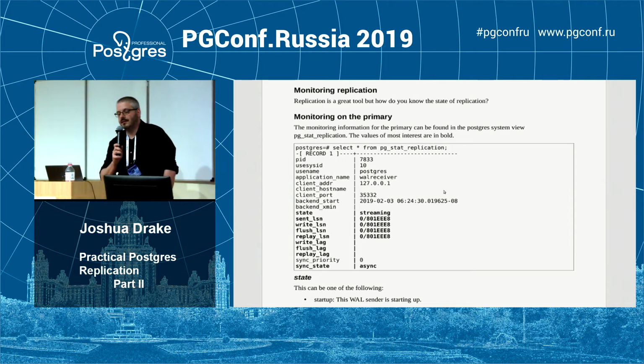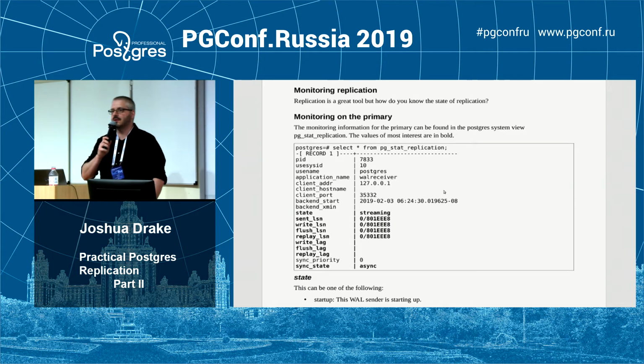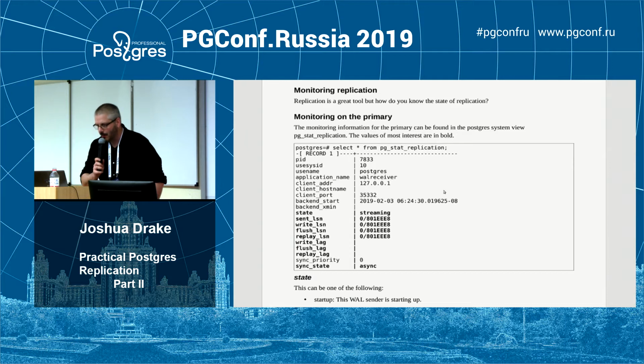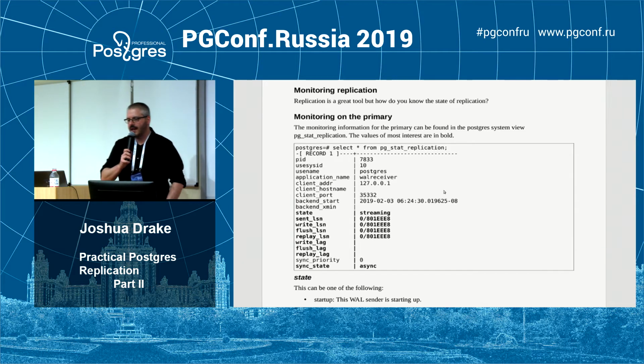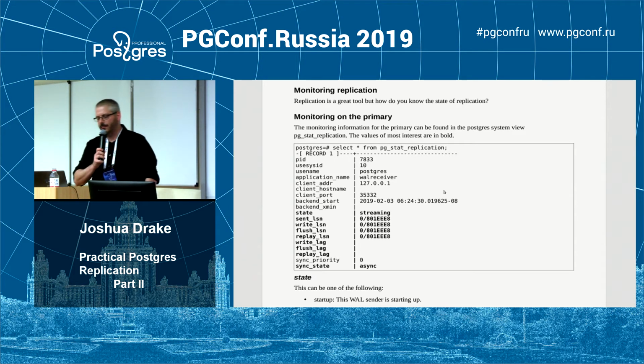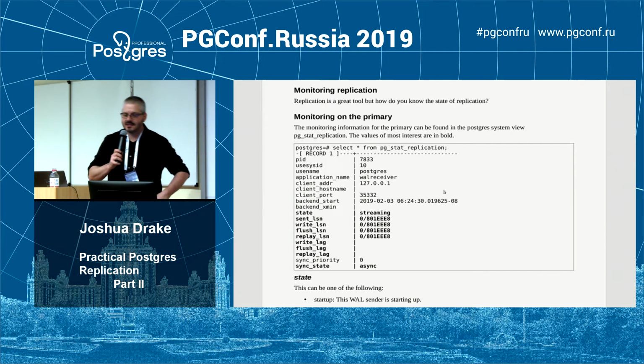Who connected, in this case it was on my laptop, so it's 127.0.0.1. Don't care about the client port. Backend start, that's when the backend for replication started. My state is streaming, and sent LSN, write LSN, flush LSN, and replay LSN all match. We know we are consistent. And it also tells us the sync state is async. It is not synchronously replicating.